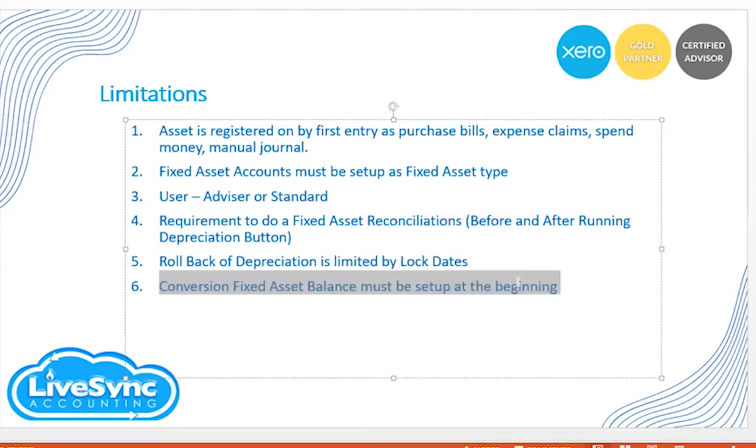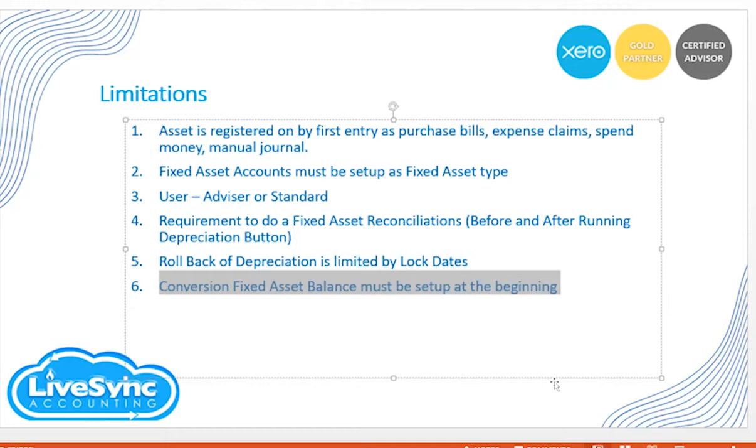Six is conversion. Fixed asset balance must be set up at the beginning. Okay, so this is part of those challenges in the conversion. So if you are going to convert, moving from one old system to a new system, for example, you're using QuickBooks in the past, then you're moving to Xero, and then good if you're doing a full migration, okay? Meaning 100% of your old data is moved by using a QuickBooks conversion tool, you move everything to Xero.